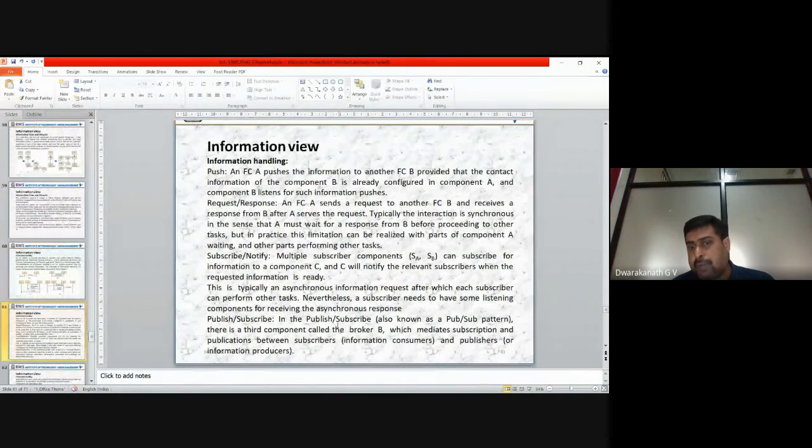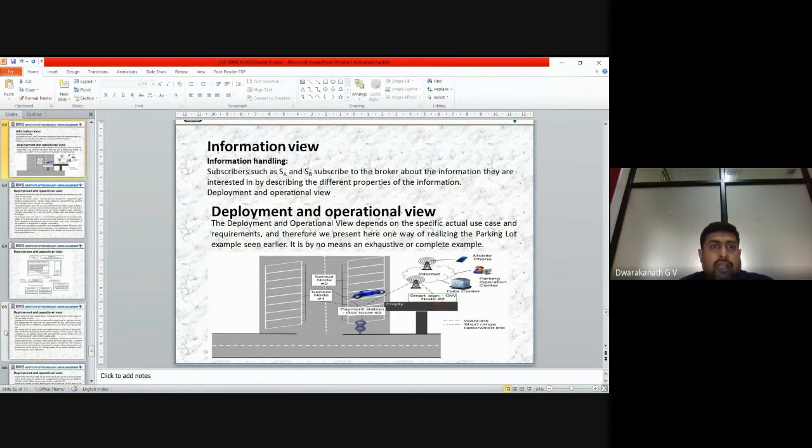What is this? In the publish subscribe, also known as the pub sub pattern, there is a third party component called the broker B, which mediates the subscriptions and publications between the subscribers, the information consumers, and publishers. So a third party will be there always. He will tell, yes, you are allowed in our group, and your subscription certificate is so and so, and you will be identified with this particular MAC number, or this particular unique identification number will be given to you. With that, you are identified. So that thing can be done.